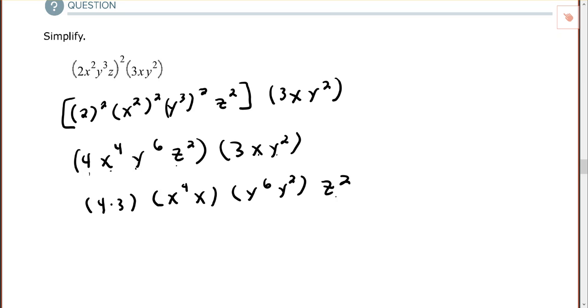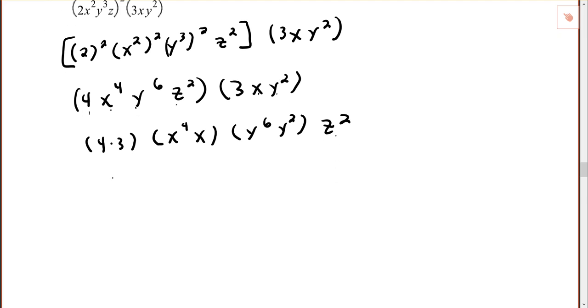And then at last we simplify. So 12 x to the fifth. When we multiply like bases, we add the exponents, remember. So keep that in mind. That's understood to be x to the first. Same thing here. When we multiply like bases, y to the sixth and y squared, we're trying to see how many times the y is being multiplied times itself, which in this case would be 8, and then z squared.